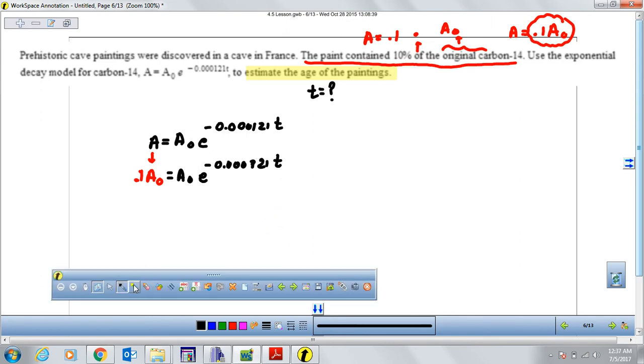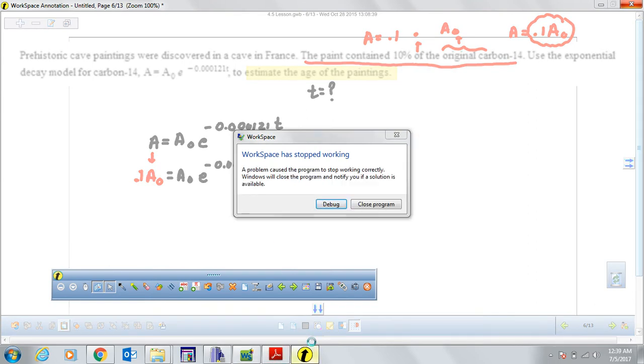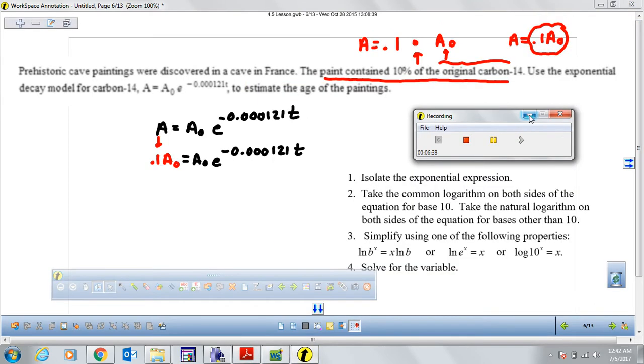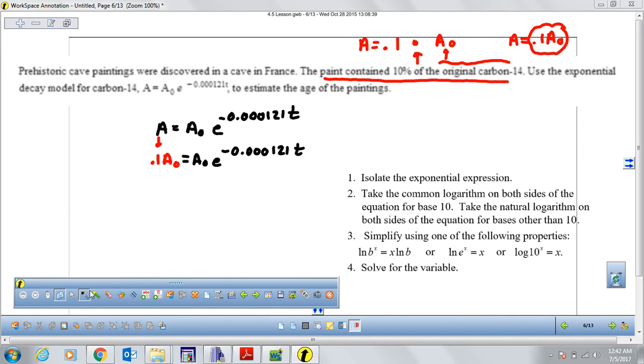Now, since we're looking for the T, and the T is on the exponent, then this is an exponential equation. And remember, from section 4.4, there's a process that we need to follow to solve exponential equations. This is what you see right here. I copied and pasted the process that you use to solve exponential equations when you're solving for a variable on the exponent. That's exactly the process right here, from section 4.4.